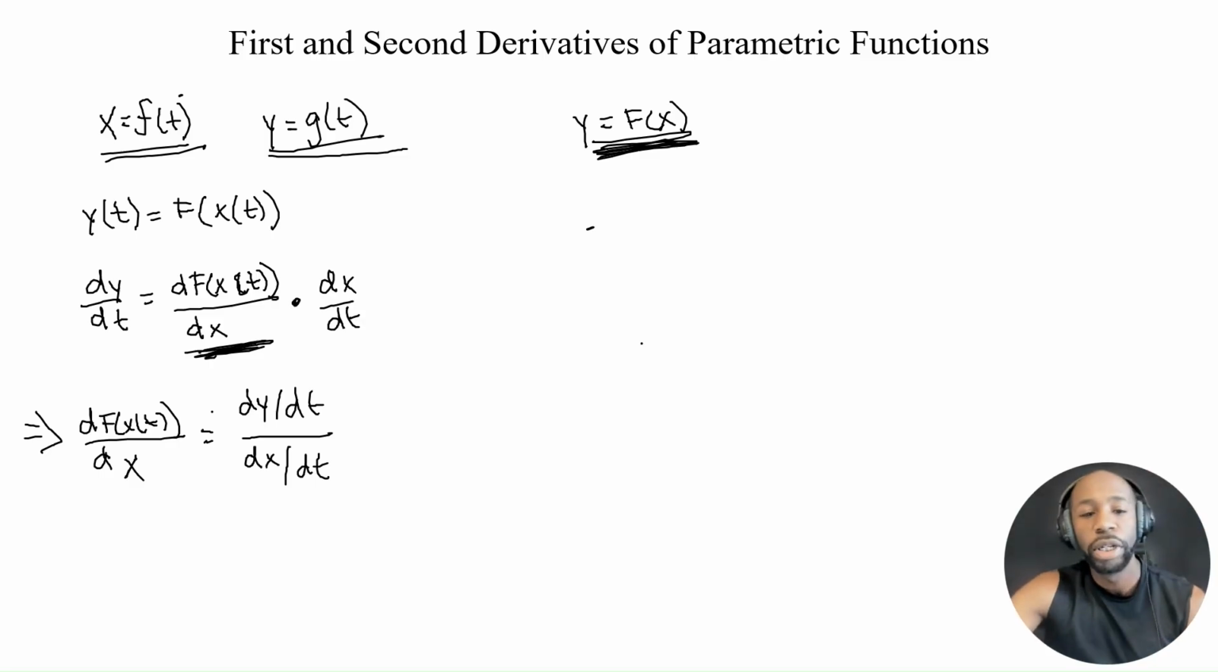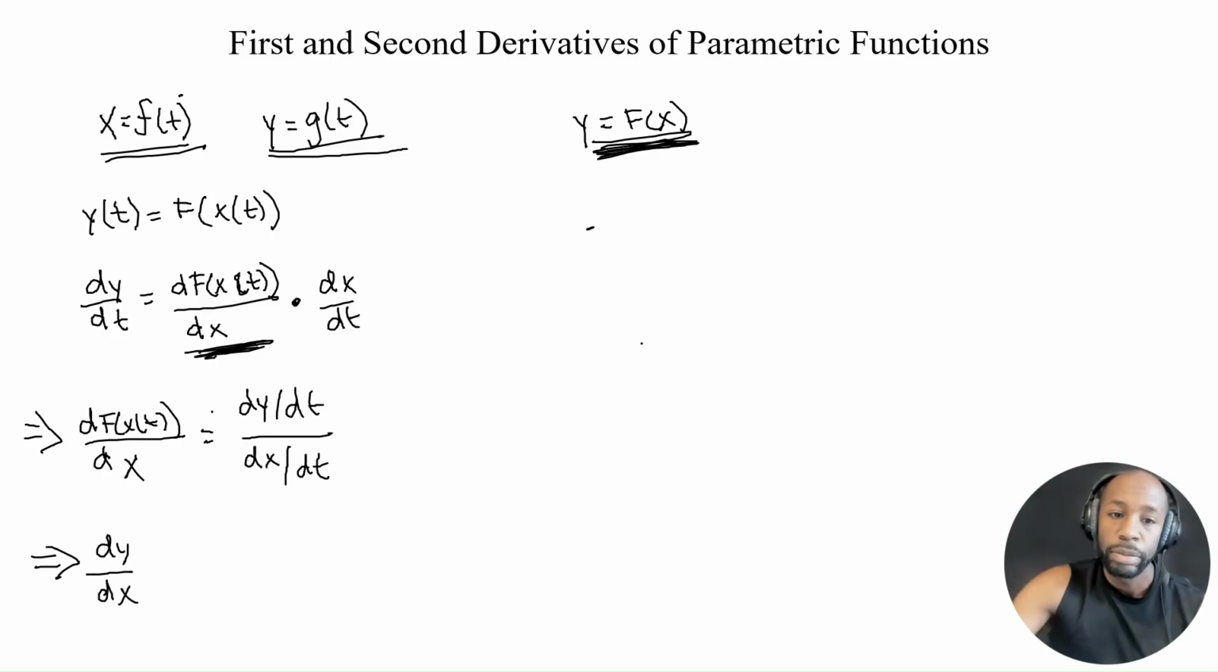So in other words, the derivative of the function f of x, with respect to time, is going to be equal to dy dt over dx dt. Now I'm going to rewrite this. So dy dx equals dy dt over dx dt. These are the same thing.